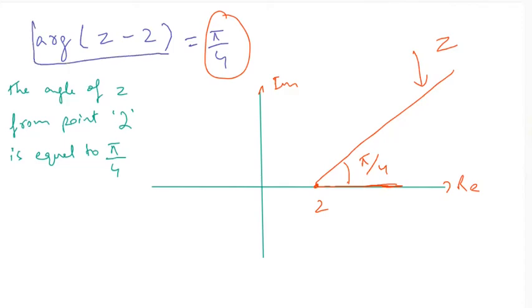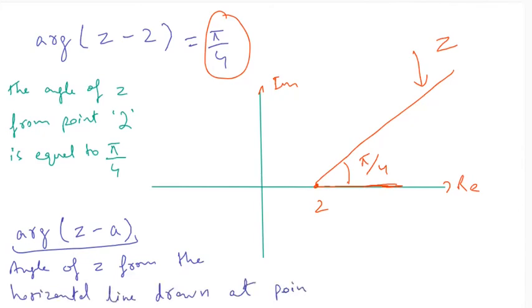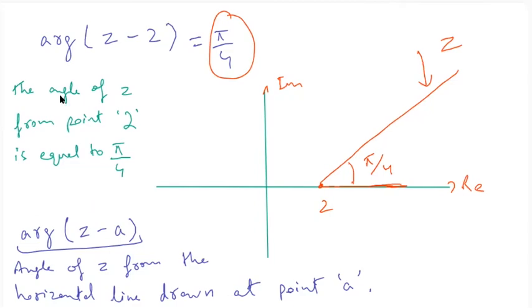So angle के केस में भी, argument के केस में भी आपको standard form में हमेशा convert करना पड़ेगा पहले. That standard form is argument of z minus a. So how you read this is angle of z from the horizontal line drawn at point a. तो जो भी point है उसके ऊपर आपने एक horizontal line बनाई, उससे जो angle बनेगा that is argument of z minus a. इसका ये मतलब है. ठीक है?